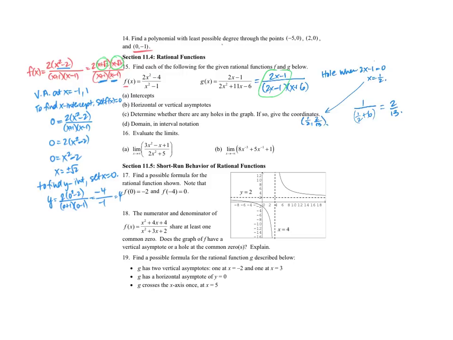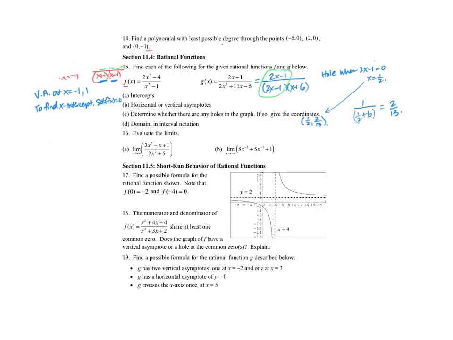Okay, then we want to find intercepts. So again, to find the x-intercepts, we're going to set the function equal to 0. And so let's go ahead and do that. To find the x-intercept, set f of x equal to 0. And so that's going to be 2x minus 1 over 2x squared plus 11x minus 6 equals 0.